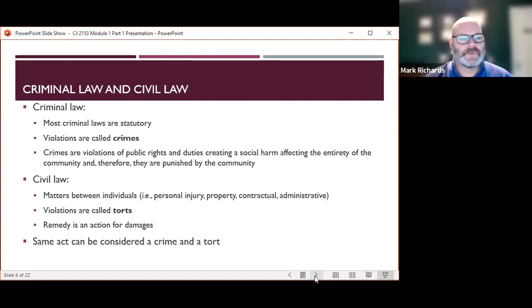Within the civil law system, these are matters between individuals, especially in terms of personal injury, property disputes, contractual disagreements, or administrative violations, as opposed to violations of the criminal law, which are called crimes. Violations of the civil law are called torts. The remedy for a civil tort violation is not a penalty, it's not jail time, but payment for damages. And it's important to note that the same act can be considered a crime and a tort simultaneously.